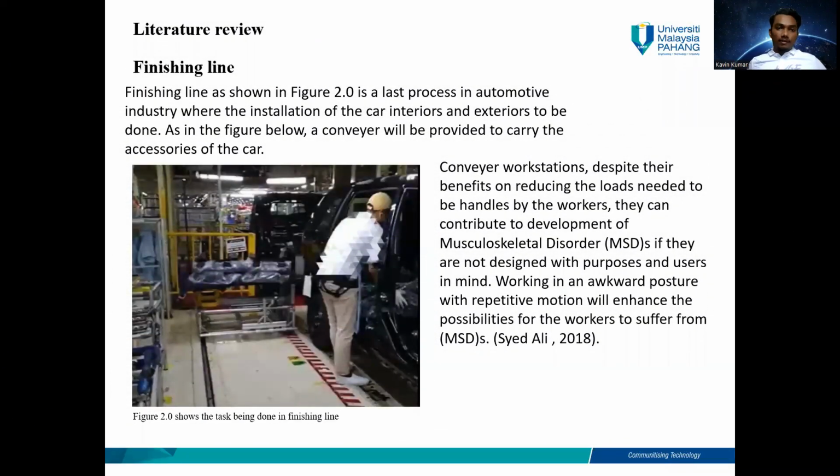Next, I would like to give an explanation on the literature review of the project. Let me start with the finishing line. The finishing line is known as the last process in the automotive industry, where the installation of the car interiors and exteriors is done.